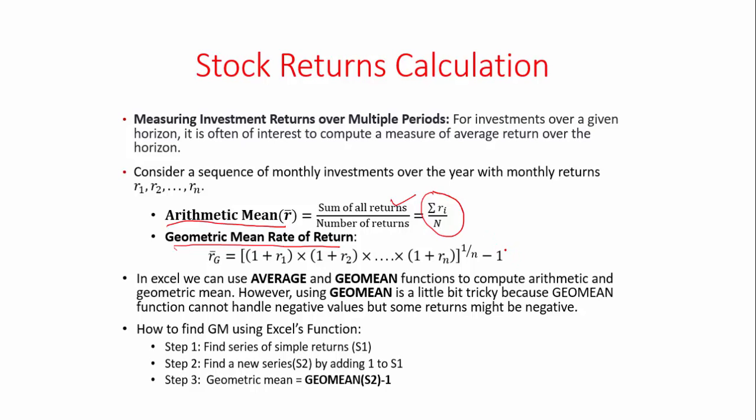The formula itself looks a little bit complex, but Excel has a GEOMEAN function. If you use Excel's GEOMEAN function, then the calculation of the geometric mean is a lot easier. I have explained here the steps to calculate the geometric mean. First, you find the simple return. Second, you add 1 to the simple return, use Excel's GEOMEAN function to calculate the geometric mean, and then subtract 1. This is how we calculate the geometric mean in Excel.